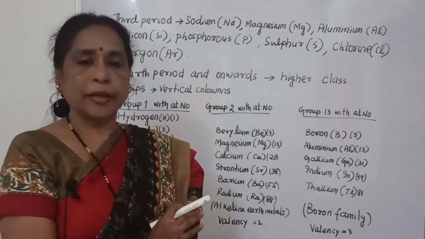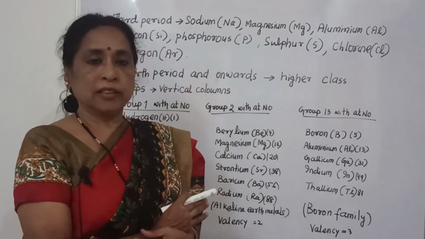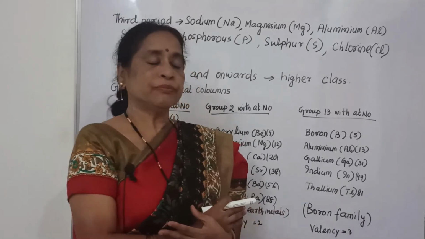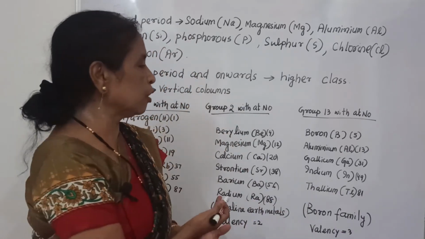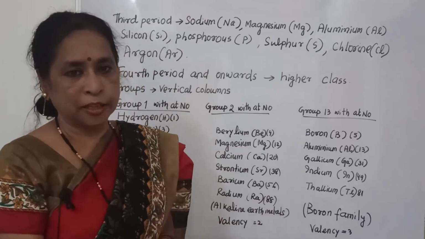Boron, B, 5. Aluminium, 13. Then come to gallium, 31. Then come to indium, 49. Then come to thallium, 81. So how can you remember? Boron, aluminium, gallium, indium, thallium.